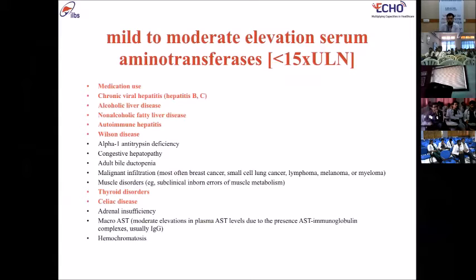Mild to moderate elevation can be seen secondary to drugs, in alcoholic liver disease, in non-alcoholic fatty liver disease, in autoimmune disease, Wilson's, and the ductopenic syndromes. Infiltration can also lead to mild to moderate elevation in the transaminases, then thyroid disease and celiac disease, and macro-AST, that is the formation of a complex between the AST and immunoglobulin, and hemochromatosis.